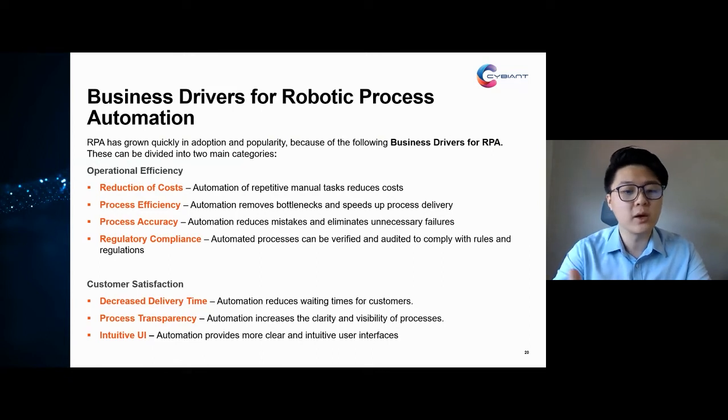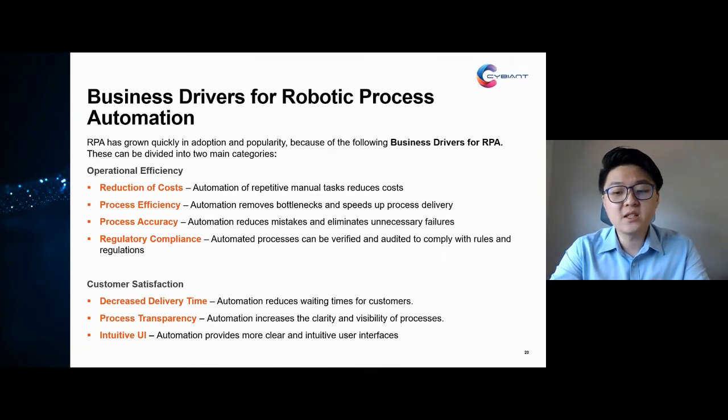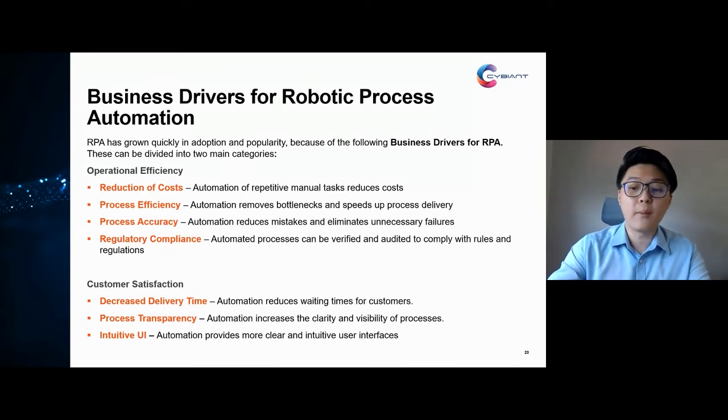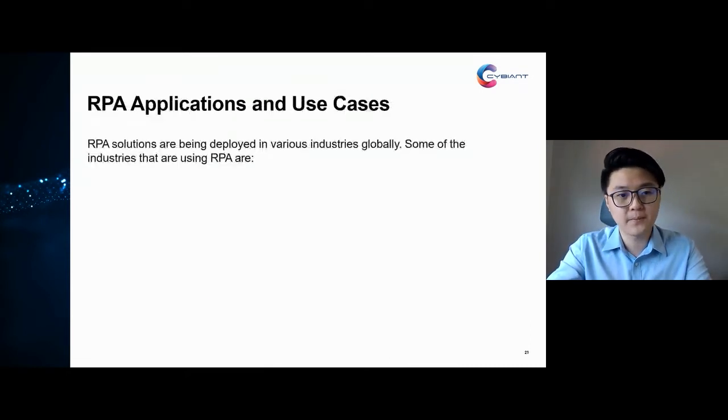And let us look into customer satisfaction. It has the benefit of decreased delivery time, whereby automation reduces the waiting time for customers. Process transparency, whereby it increases the clarity and visibility of processes. And intuitive UI, whereby automation provides a clearer and more intuitive user interface. The results of RPA are tangible for organizations and can be measured in KPIs. Now, we can look into the next section.